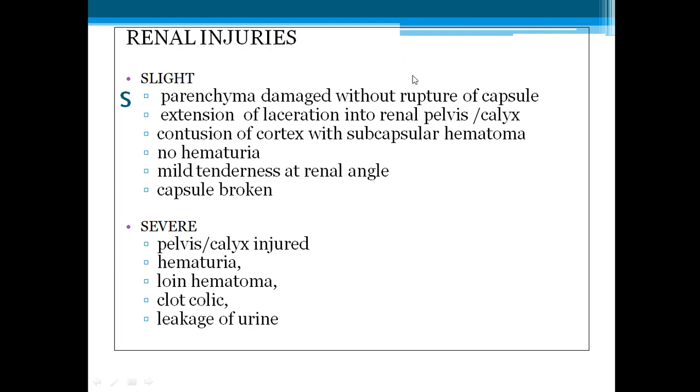Depending on the severity of injuries, the renal injuries can be classified as slight, severe, or critical. The slight includes the parenchymal damage without rupture of the capsule, extension of laceration into the renal pelvis without any hematuria, only mild tenderness, etc. Whereas in a severe injury, the pelvis, the calyx is injured with hematuria, loin hematoma, leakage of urine, etc.